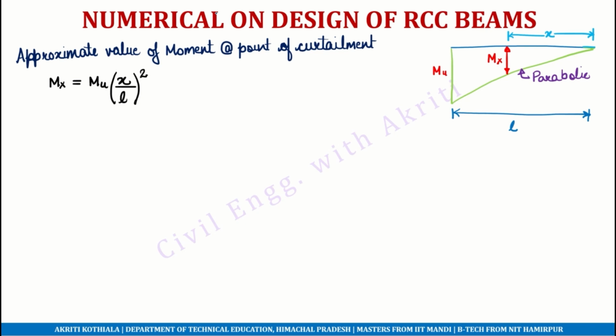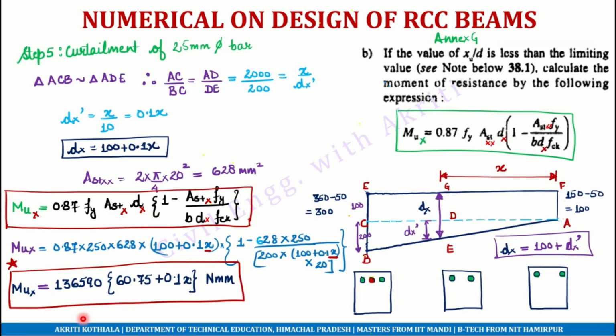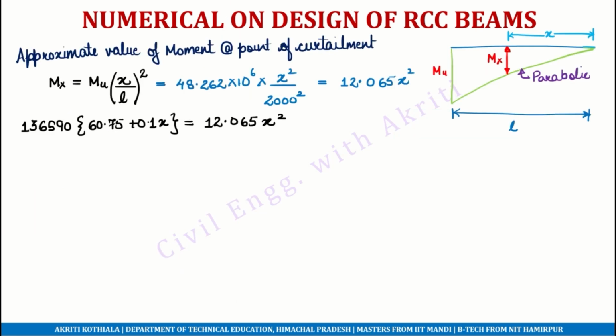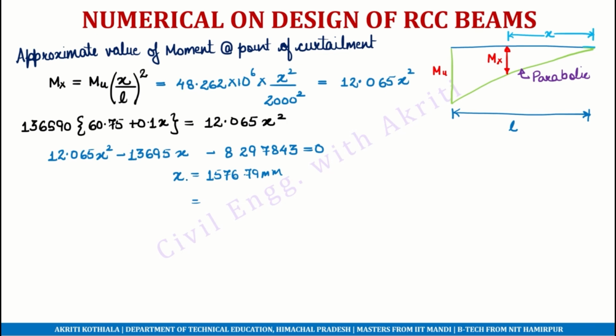So substituting the values, we get 12.065 x square. From the previous part, we know that MUX is also equal to this. The entire equation is in terms of x. We can equate them and obtain this quadratic equation. This quadratic equation can be rearranged into this and be solved for x. So by solving, we obtain a value of x1 equal to 1576.79 mm and x2 is equal to minus 438.54 mm.